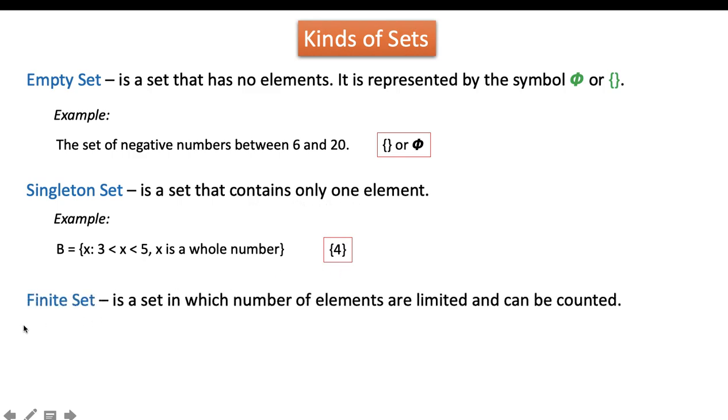When you say finite set, it is a set in which the number of elements is limited and can be counted. Example, set C is a set containing 2, 4, 6. Since we can count the number of elements, in this case the cardinality is 3, therefore this set is called a finite set.